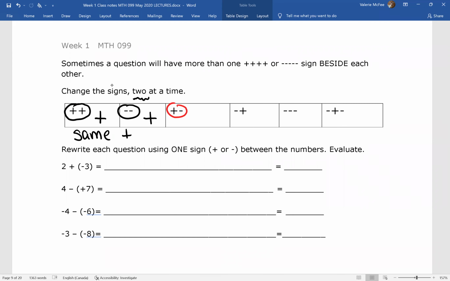When you have a plus and a minus sign beside each other, the order doesn't matter. We have subtraction. When the signs are different, we're going to make it a minus sign.